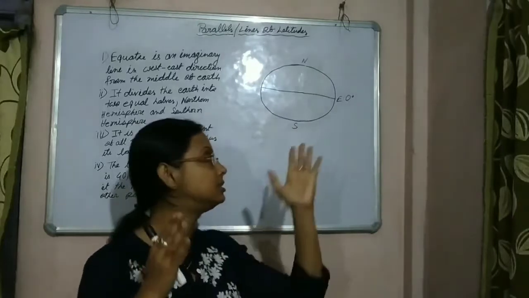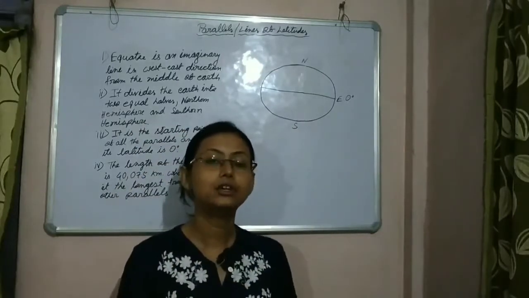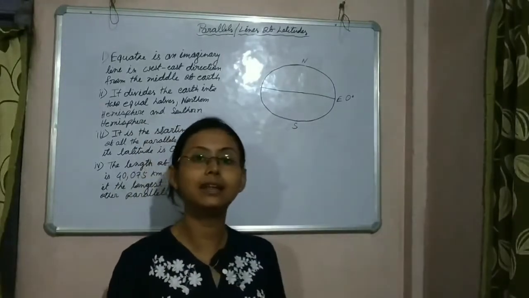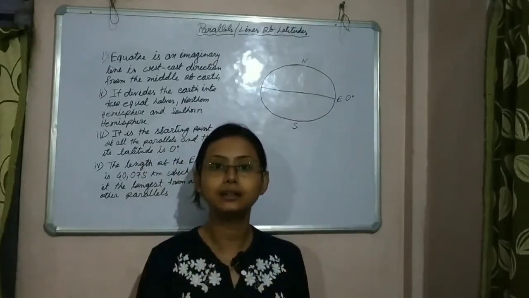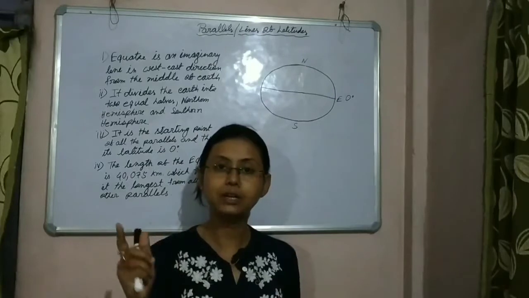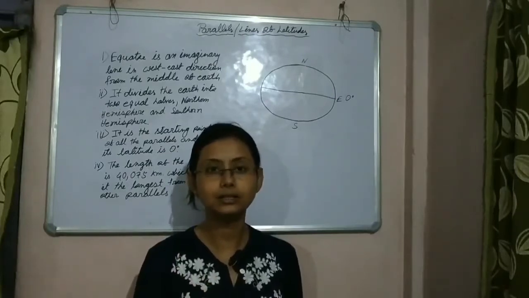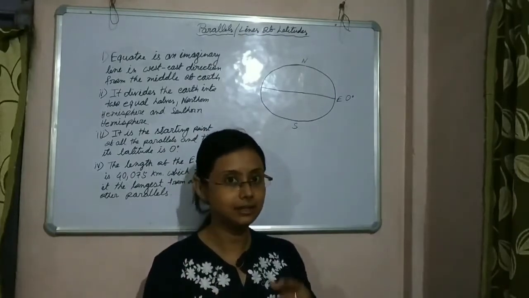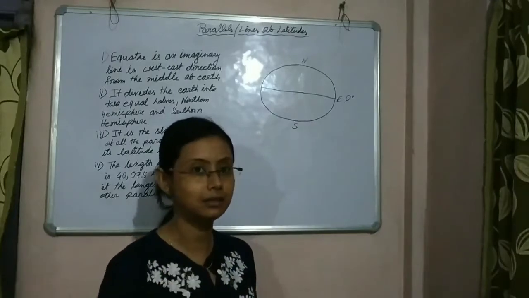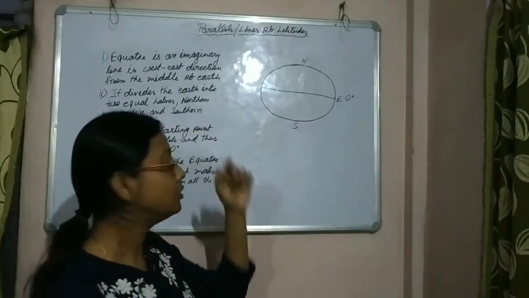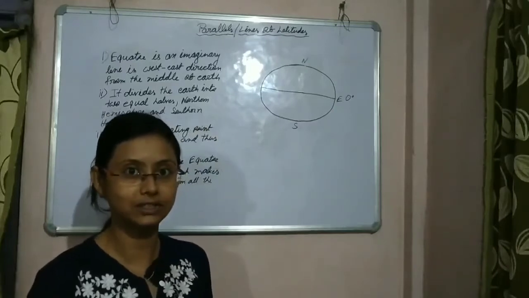Always remember, these lines are all imaginary lines. So the equator is an imaginary line that surrounds the entire earth, drawn through the middle of the earth from west to east.